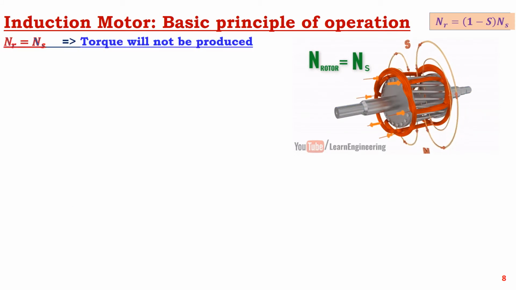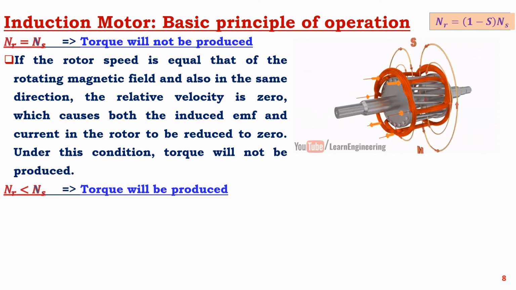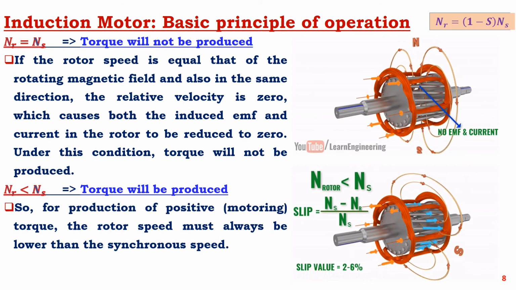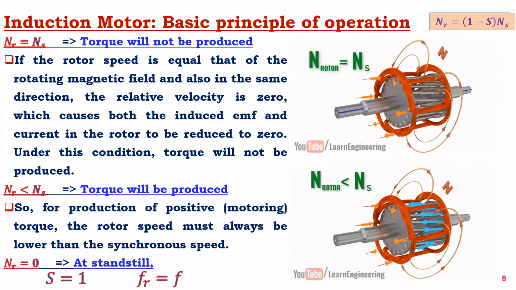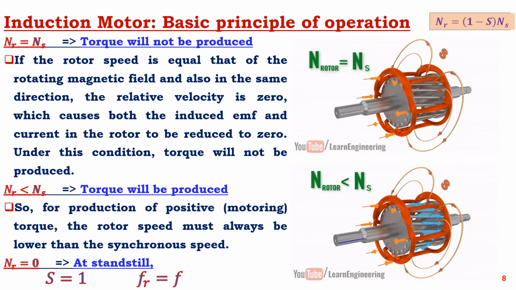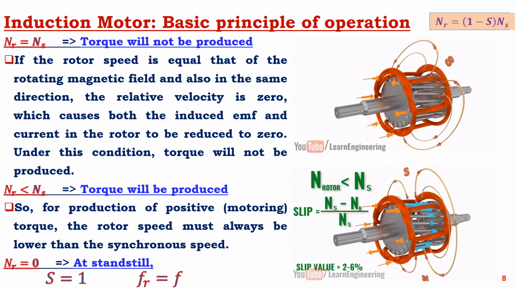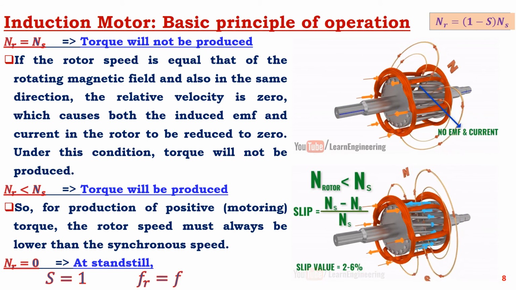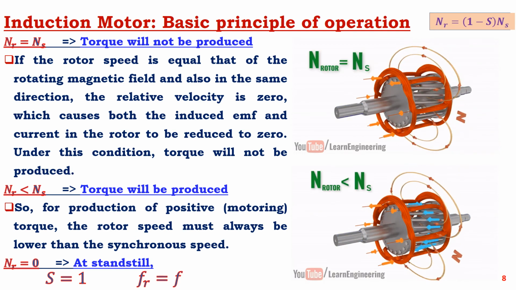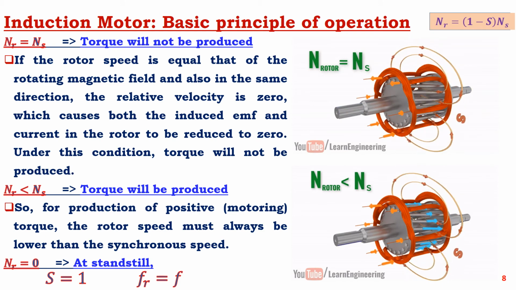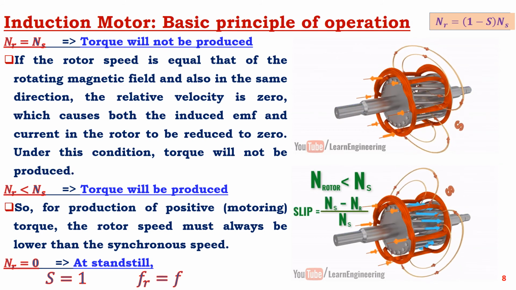If rotor speed is equal to synchronous speed, the torque will not be produced. Which means if the rotor speed is equal to the rotating magnetic field and also the same direction, the relative velocity is 0, which causes both the induced EMF and current in the rotor to be reduced to 0. Under this condition, torque will not be produced. If rotor speed is less than the synchronous speed, the torque will be produced. So for production of positive motoring torque, the rotor speed must always be lower than the synchronous speed. If rotor speed is 0 at standstill, s is equal to 1. Rotor frequency is equal to supply frequency.